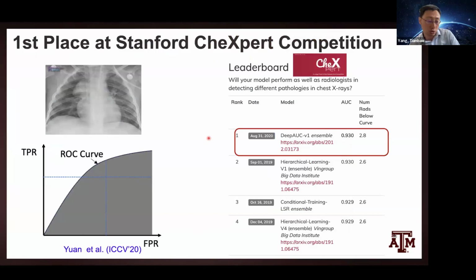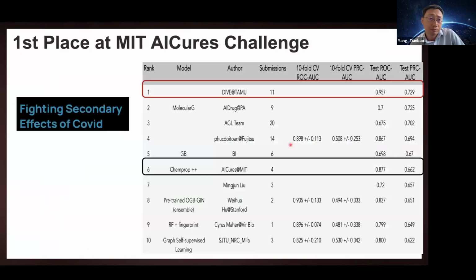And also our library has been used to solve real-world problems. For example, we won first place at the Stanford CheXpert competition. This is for classifying X-ray images, right? So the measure is AUC. We directly optimize AUC, and we get the best performance.